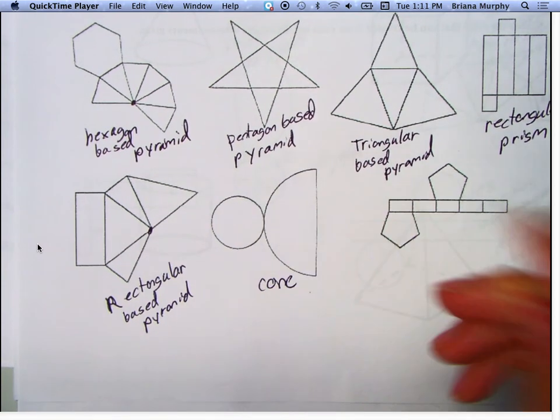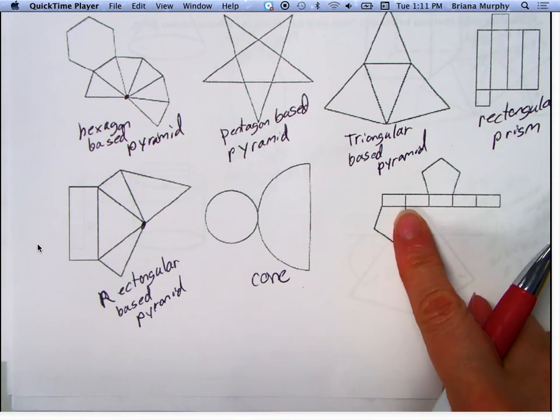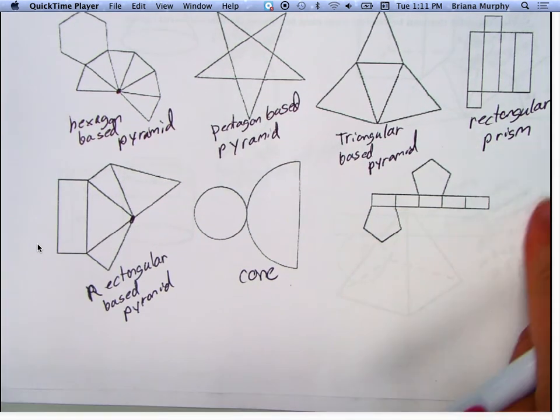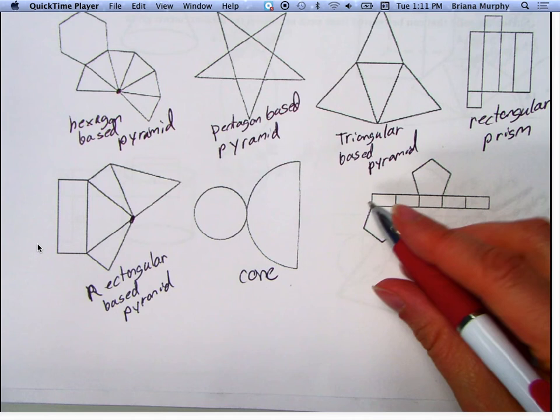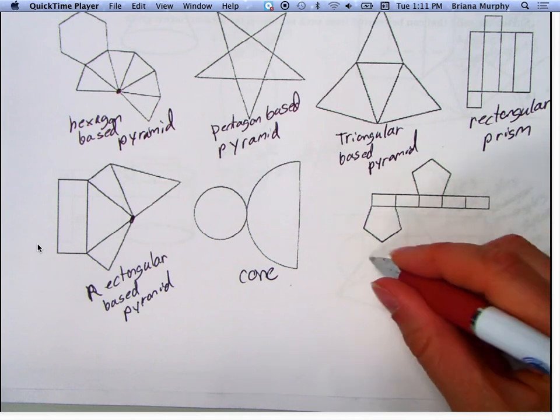And what is this? Pyramid or prism? It's a prism. And what's the base? Hexagon. Pentagonal prism.